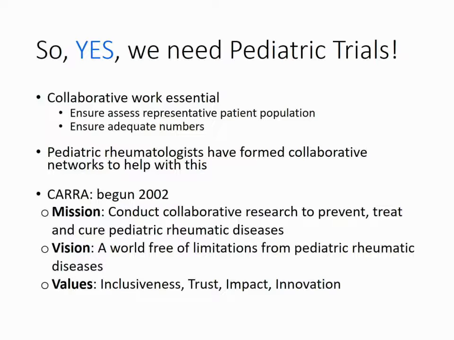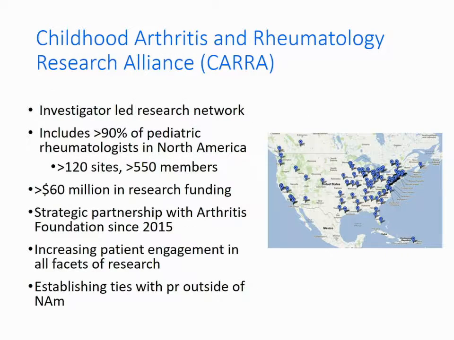And our values are inclusiveness, trust, impact, and innovation. The Childhood Arthritis and Rheumatology Research Alliance is an investigator-led research network that includes over 90% of the pediatric rheumatologists in North America, so US and Canada. It's over 120 sites, over 550 members. We've had $60 million in research funding, which is sadly not enough.